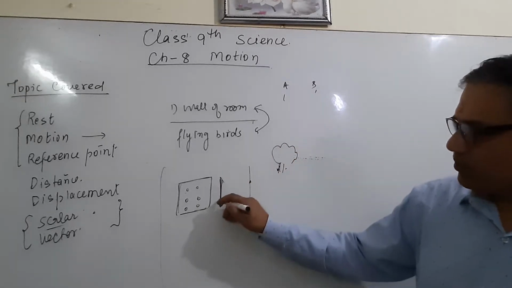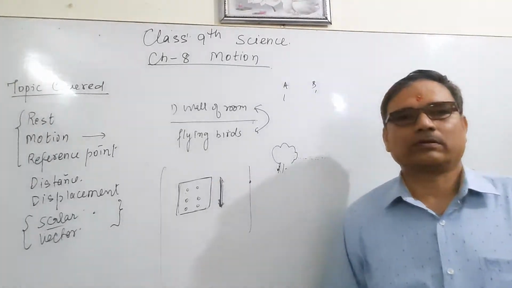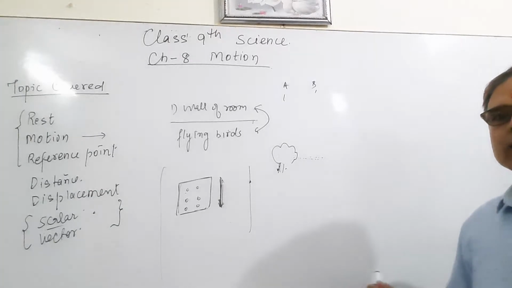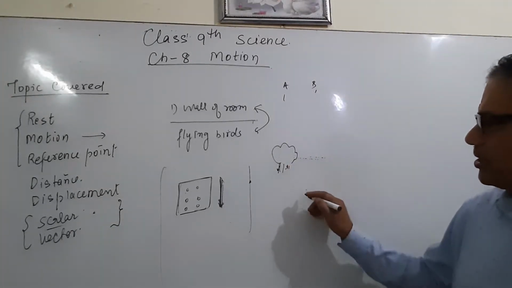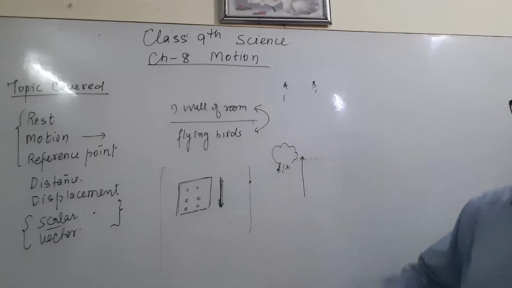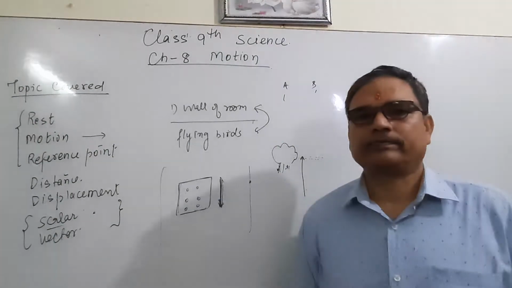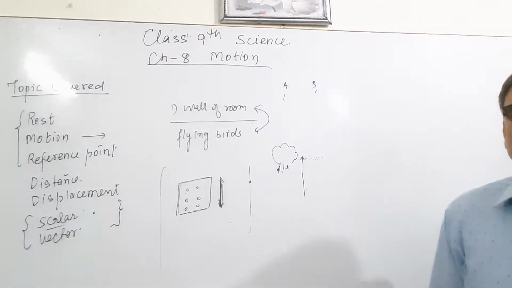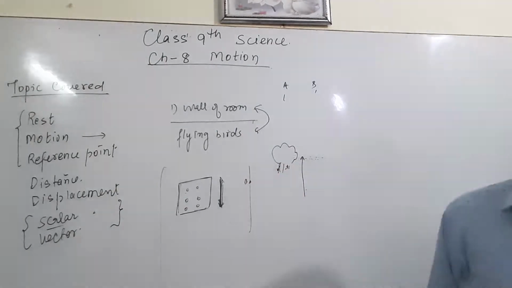When the bus is moving in this direction and the passenger inside the bus looks outward, they see this tree moving in the backward direction. They think that the tree is in motion. But according to this person, the tree is at rest.